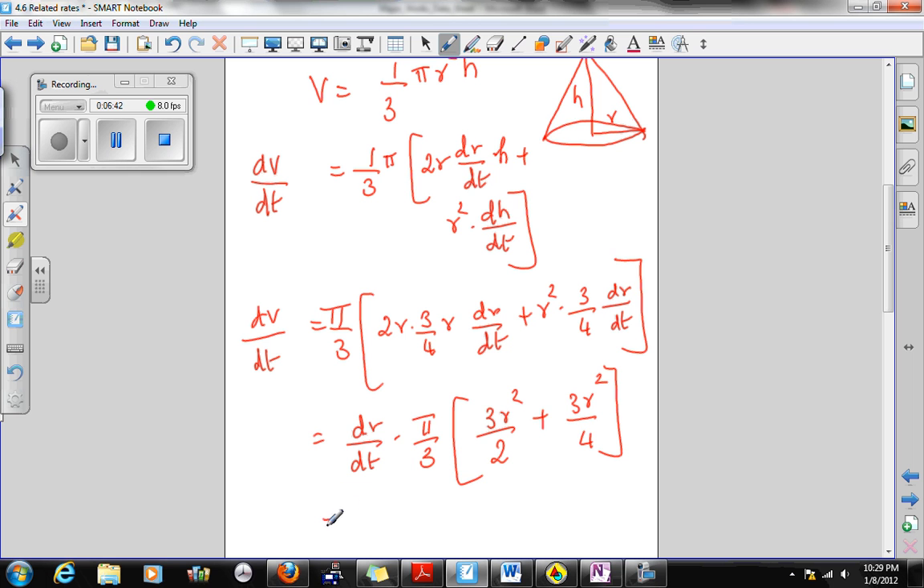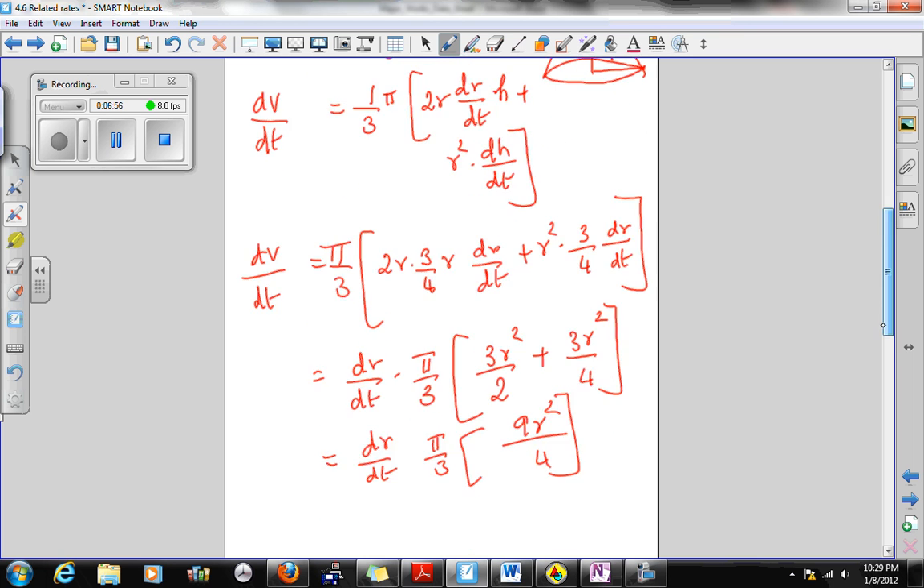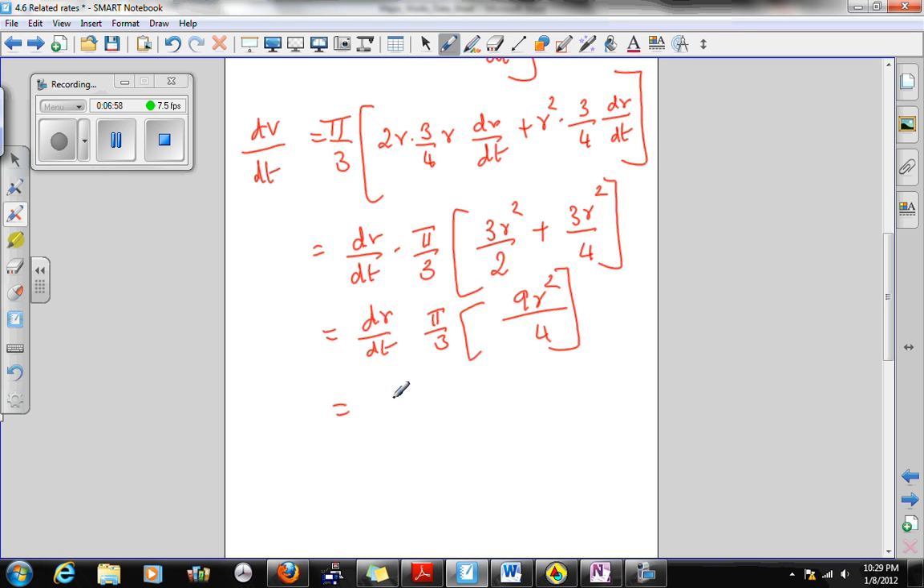If you take the LCM and simplify this expression further, 2 times 3r squared is 6r squared, plus 3r squared becomes 9r squared divided by 4. Simplifying further, 3 and 9 cancel out, so you have 3r squared pi divided by 4 times dr by dt. You have a simple expression for dv by dt.